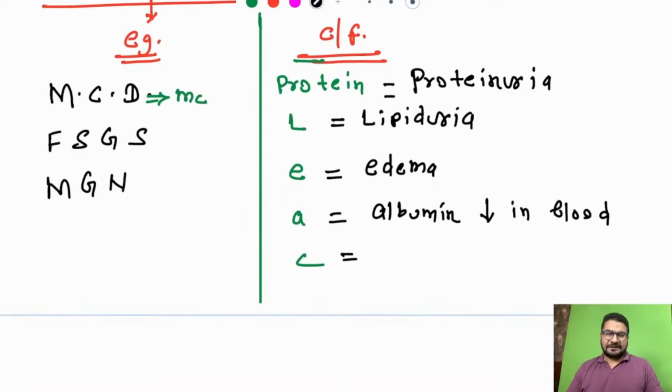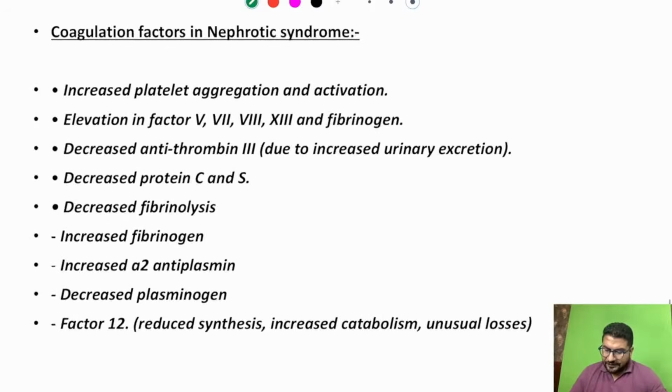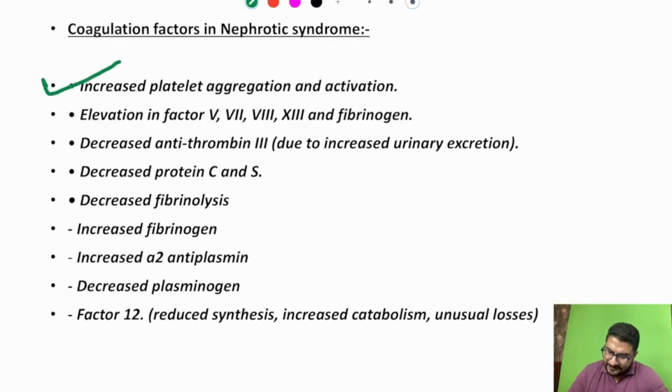One protein is not being lost, that protein is called fibrinogen, and because of this you will notice coagulation will increase. Coagulation will increase means hypercoagulability. Done. Now they ask you some coagulation factors in nephrotic syndrome. So remember, there is increased platelet aggregation and activation, increase in factor 5, 7, 8, 13 and fibrinogen. Then you can see decreased antithrombin 3, decreased protein C, decreased fibrinolysis. So these things are decreased. Fibrinogen is important, so that's why I'm writing this again. This is very, very important. They ask you in exam. Increased alpha 2 antiplasmin, decreased plasminogen, right? Then factor 12 synthesis will also reduce.